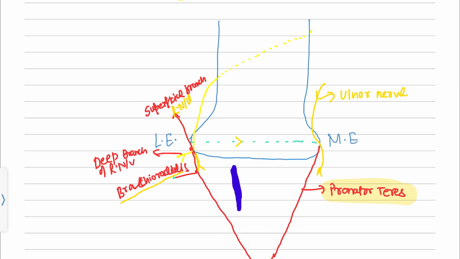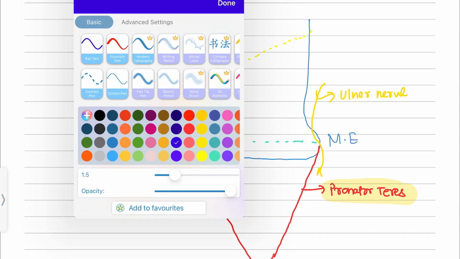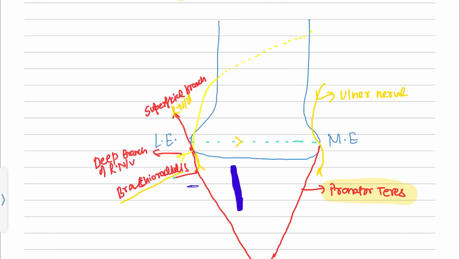The biceps brachii originates from two parts. The long head originates from the supraglenoid tubercle of the scapula, and the short head originates from the coracoid process of the scapula, and they both converge and attach. The insertion is at the radial tuberosity. Let us imagine here is the radius bone, and there is a tuberosity, so the tendon will go and attach there.